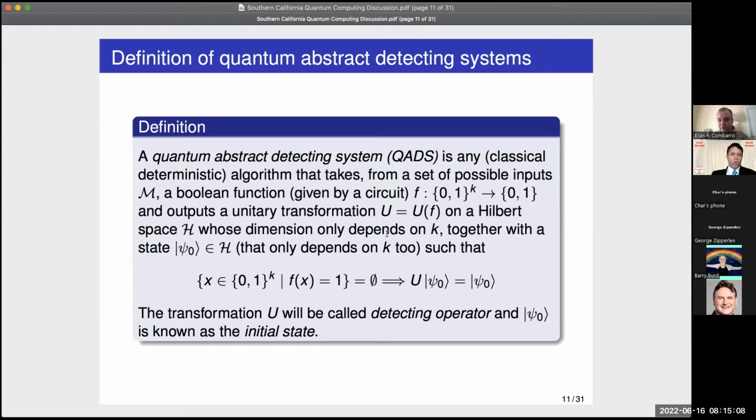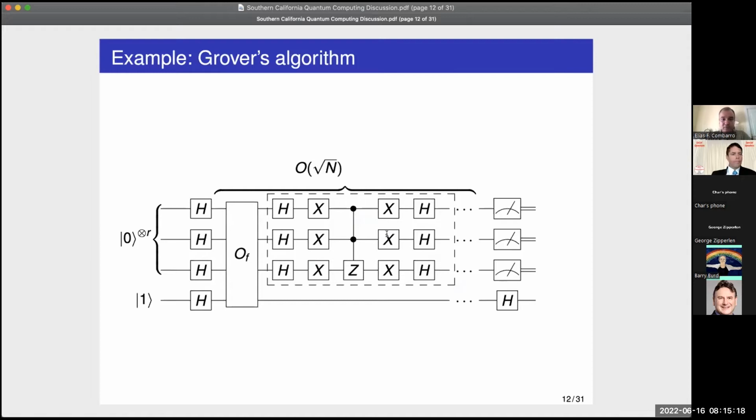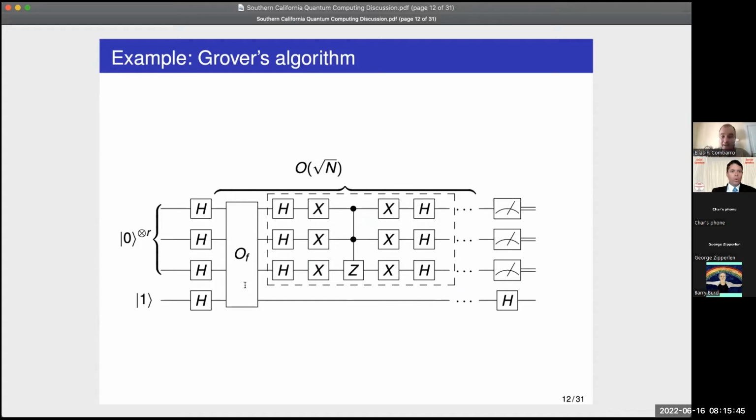So this was the definition that was behind all these different techniques that we were using to solve the problem of checking whether a semifield was commutative or not. And for instance, in the case of Grover's algorithm, this is exactly what we have. We have this oracle. So the whole unitary operator of the quantum abstract detecting system would be both the oracle plus Grover's diffusion operator. And this fixes or does not move the initial state if the oracle is trivial, if it does not mark any element.